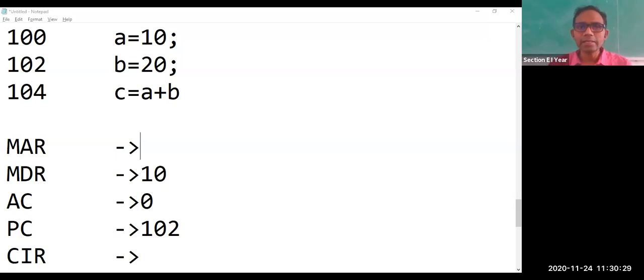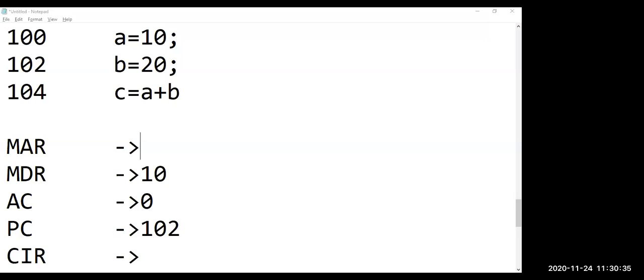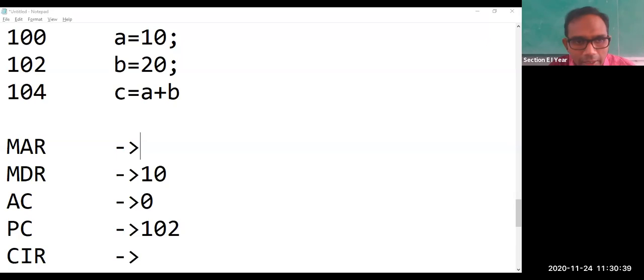Address bus carries the address of data between the processor and the memory. Data bus carries data between the processor, the memory unit and the input output devices. Just wait, let me complete this slide, I'll explain again. Control bus carries control signals, commands from the CPU and status signals from the other devices in order to control and coordinate all the activities within the computer.